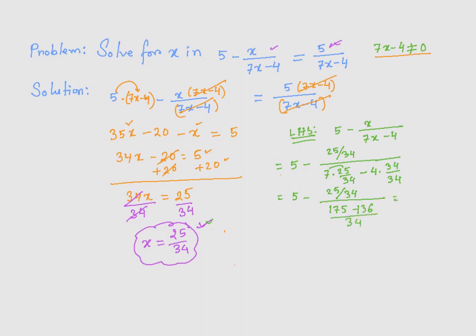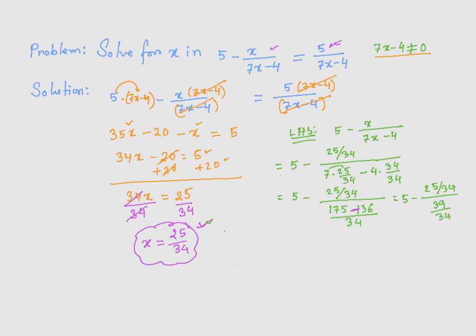Now if I simplify it further, it's going to be 5 minus 25 over 34 divided by, this should be a minus, so let me just make sure. This is a minus, not plus. I just made a mistake here. So it's going to be 175 minus 136, which is 39 over 34.